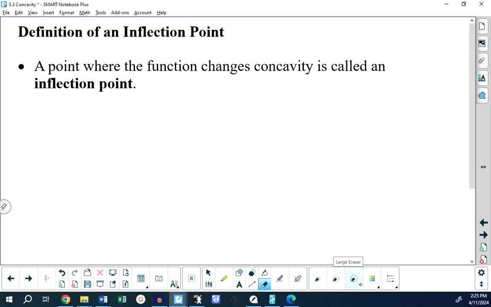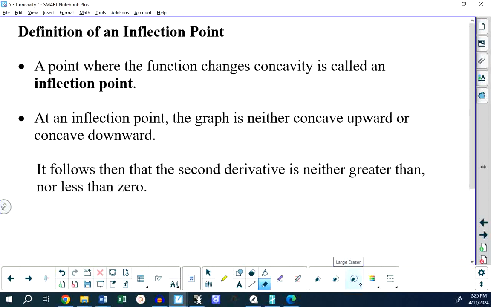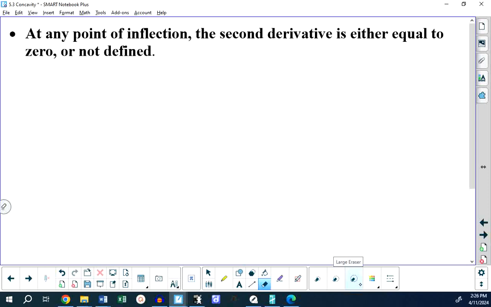So wherever the function changes concavity, we call that an inflection point. At that point, it is neither concave up nor concave down. Because if it were concave up, it wouldn't be an inflection point, right? It's got to switch. However, it doesn't mean the second derivative is 0. It means at that point, the second derivative is not positive, because it's not concave up, and at that point, the second derivative is not negative, because it's not concave down. The second derivative there can be 0 or not defined.